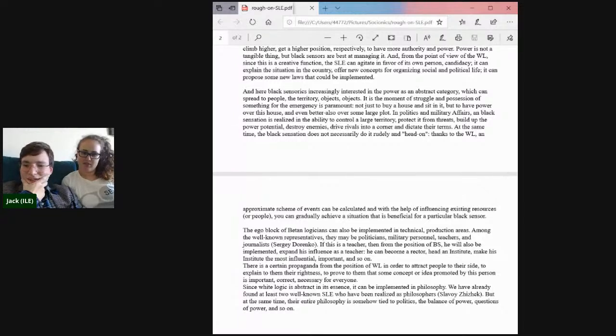Yeah, that's true. And in politics and military affairs, a Black sensation type is realizing the ability to control a large territory, protect it from threats, build up the power potential, destroy enemies, drive rivals into a corner, and dictate their terms. Absolute crap. Right.